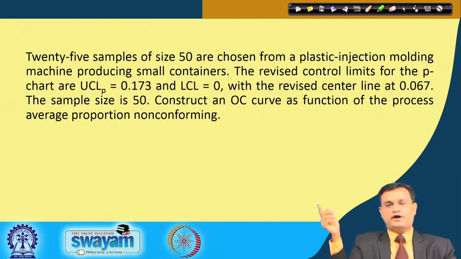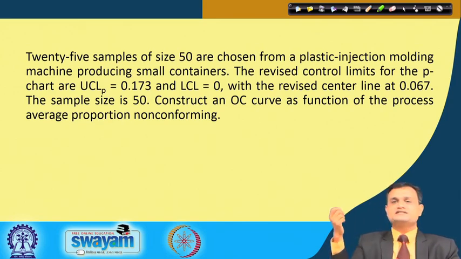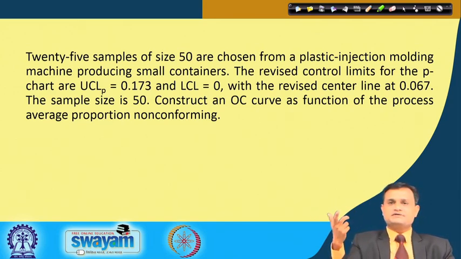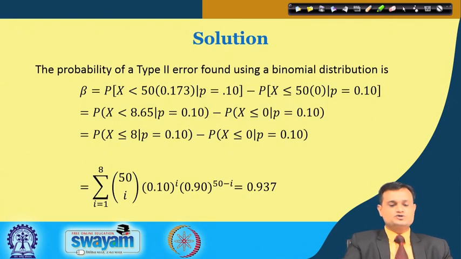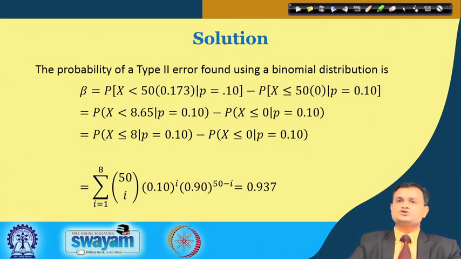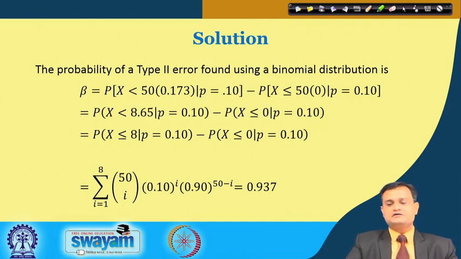By eliminating the point going outside the upper control limit, I got the revised center line, that is 0.067. So, sample size is 50. Construct an OC curve as a function of the process average proportion non-conforming. So, this is what we want to do. Obviously, I need to compute the type 2 error, beta.